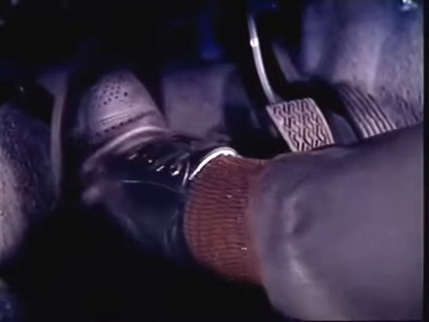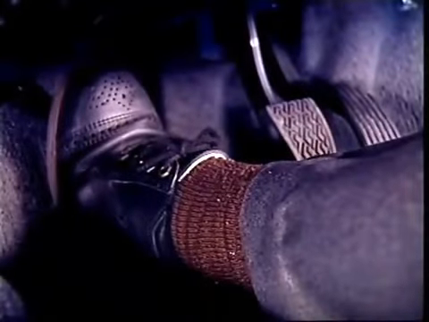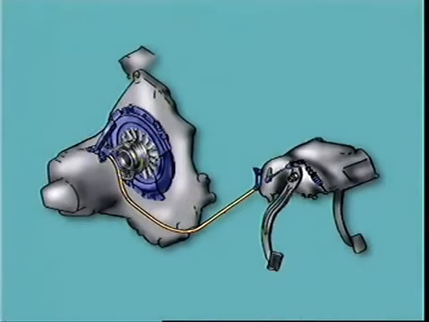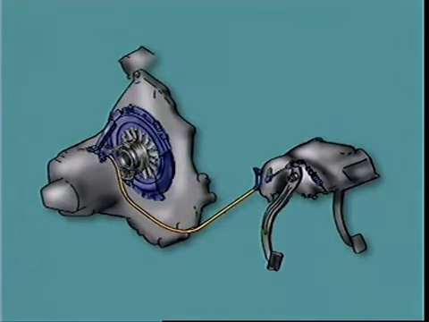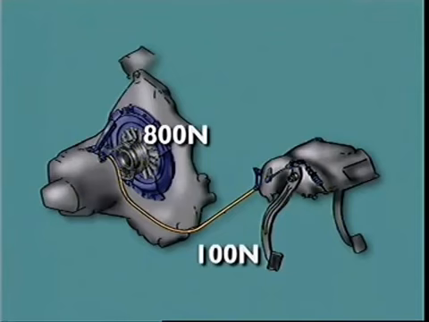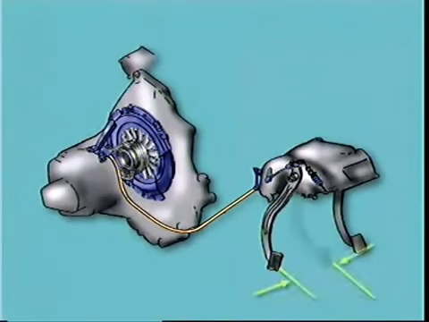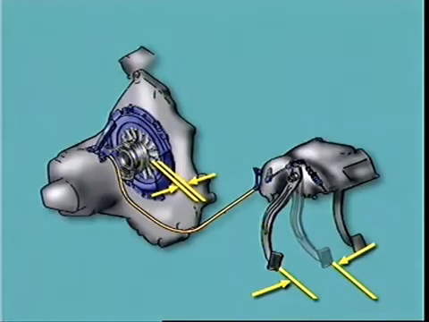A large force is required to depress the pressure plate fingers, so the system gives a mechanical advantage of around 8-to-1. This means the force applied at the pedal pad is magnified 8 times at the release bearing. The corresponding movement ratio can give a pedal movement of up to 200 millimeters, while the release bearing only moves a fraction of this amount.